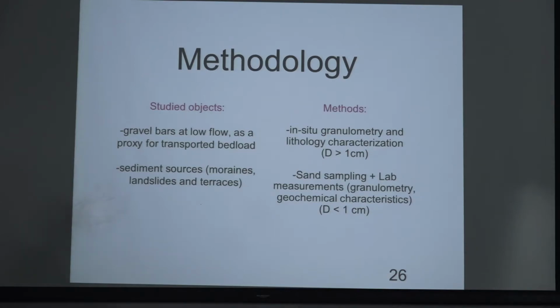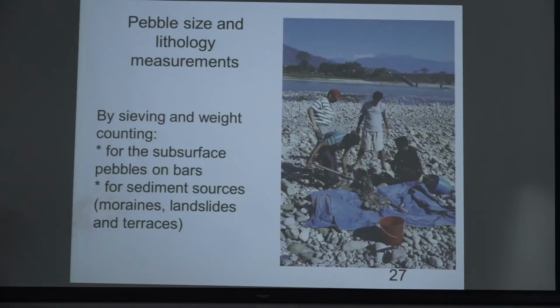To document the gravel size, very basically, we go to gravel bars at low flow. It's a proxy for transported bedload. We have also been documenting the potential sources: the moraines, the terraces, and mostly the landslide deposits. We did in situ granulometry for the large classes, larger than 1 centimeter, and also some analysis in the lab for the smallest fractions, smaller than 1 centimeter. Two techniques.